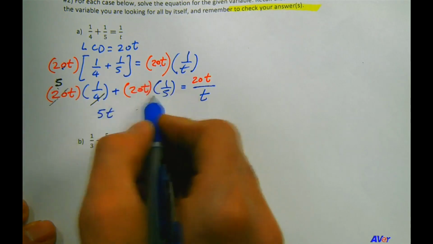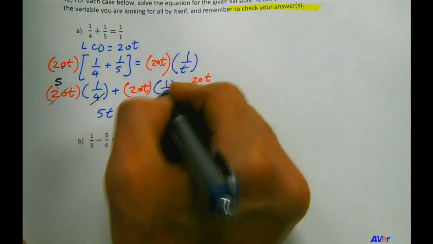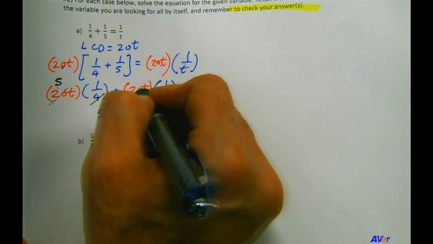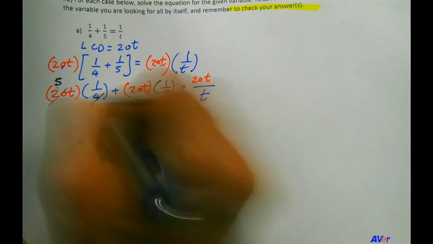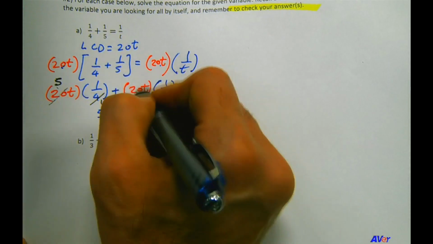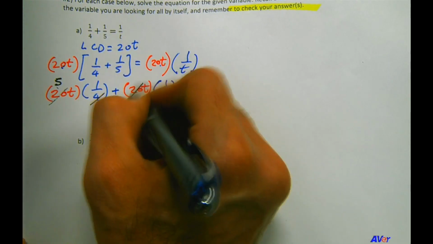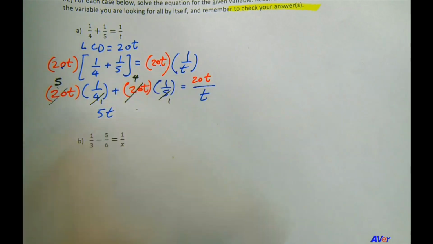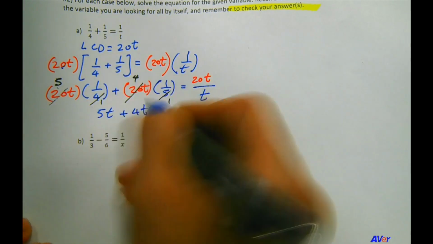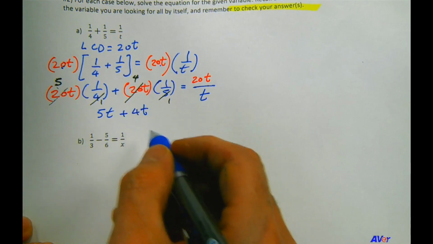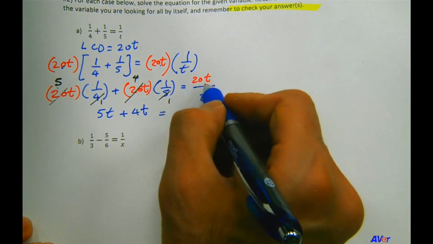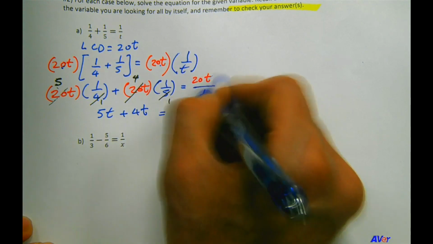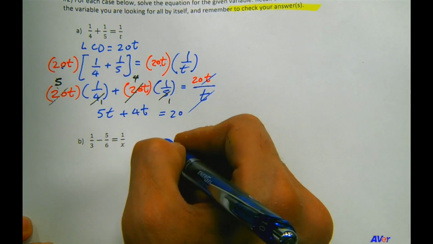Okay? How about here? Well, 5 goes away. We end up with 1, and with 1 from 4. And 5 is a factor of 20. That goes away. We end up with 4. So 4t. So plus 4t equals, on the right side, we have t's cancel out. We end up with 20. Okay?